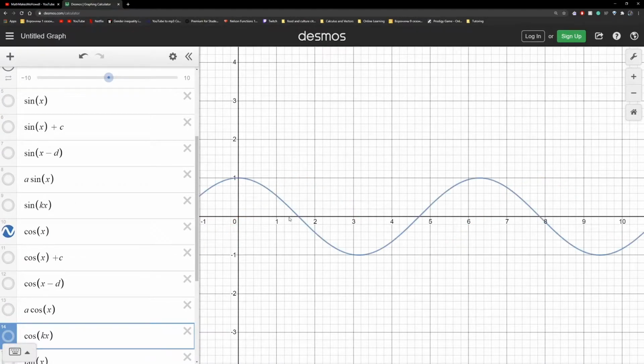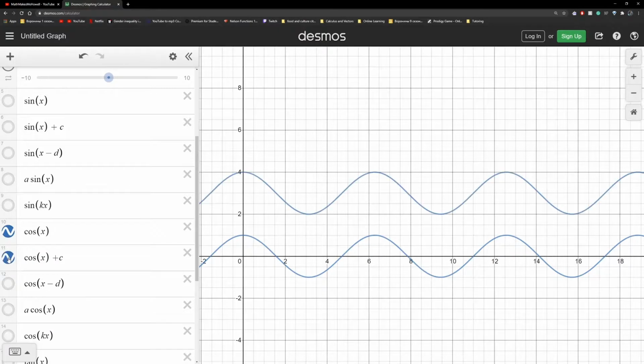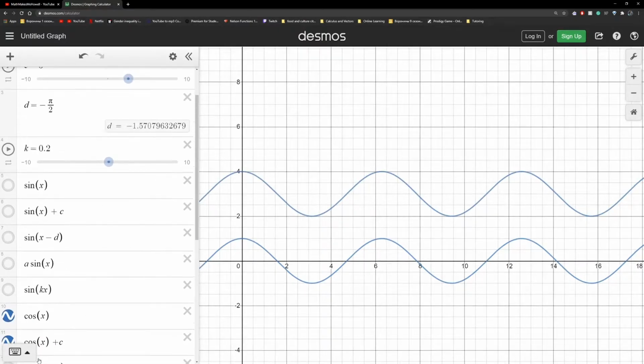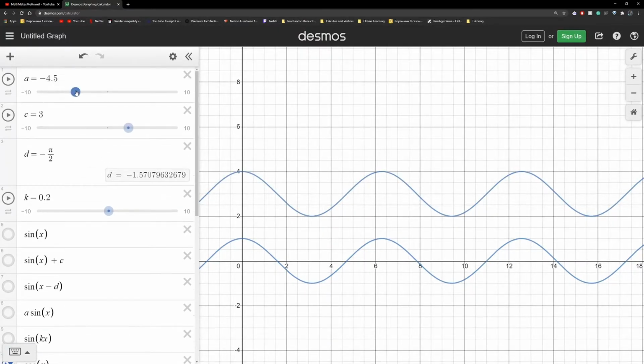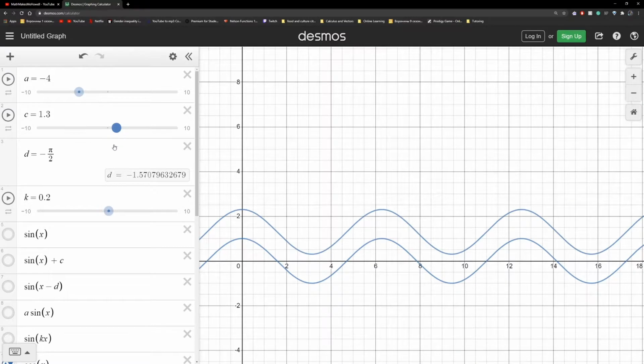But again, let's look at cos of x. There it is. What a beauty. Now let's graph cos of x plus c, or c value. Sorry, that's not our c value. This is our c value. It does the exact same properties that it was doing before.